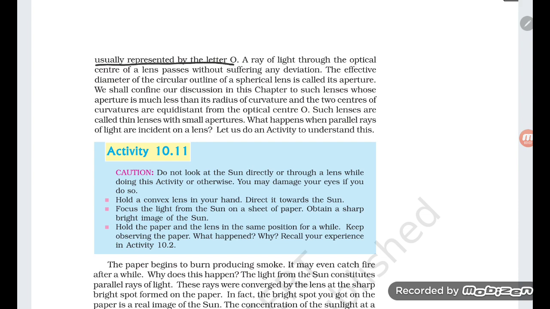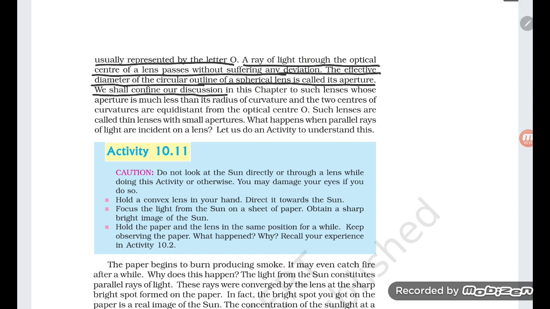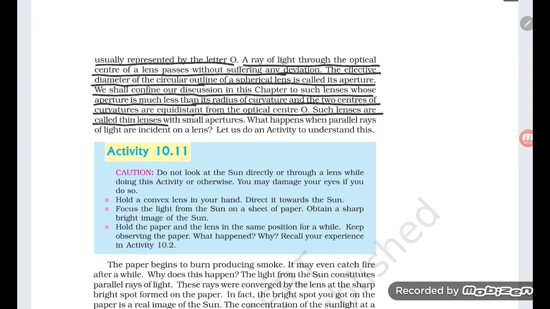Usually represented by the letter O, the optical center: a ray of light through the optical center of the lens passes without suffering any deviation. The effective diameter of the circular outline of the spherical lens is called aperture. We shall confine our discussion in the chapter to such lenses whose aperture is much less than its radius of curvature, and thus the two centers of curvature are equidistant from the optical center O. Such lenses are called thin lenses with a small aperture.